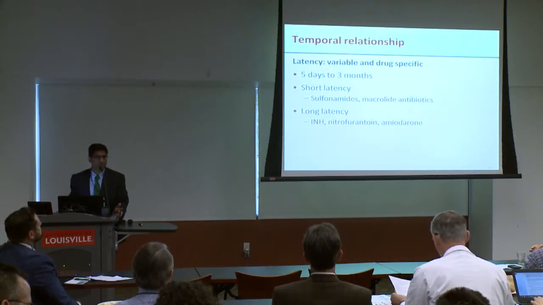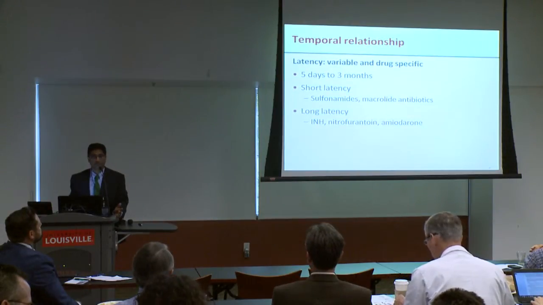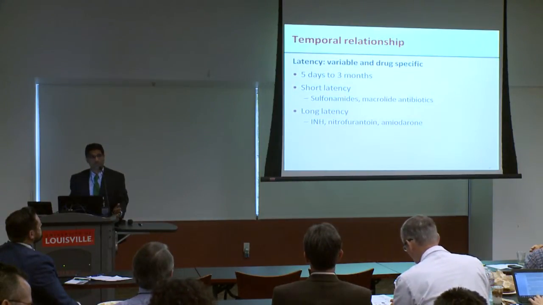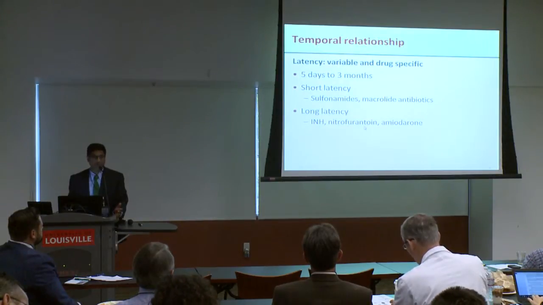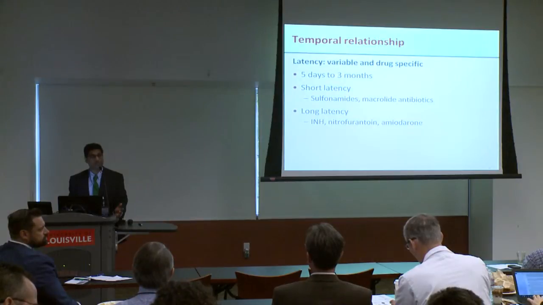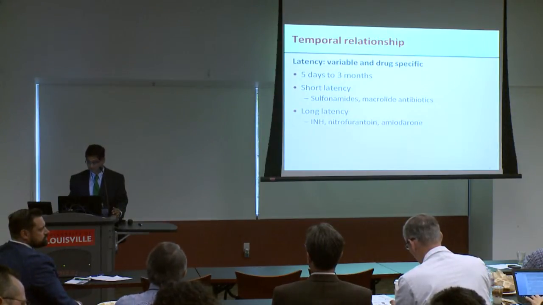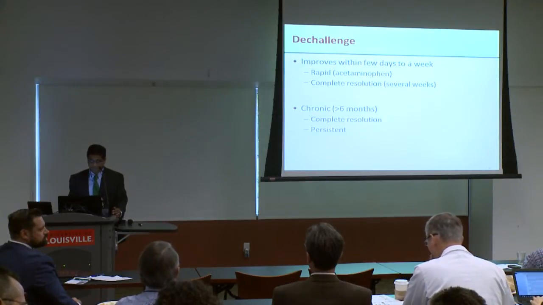Some drugs cause liver injury within 5 days, some within 3 months. So these issues need to be considered. Some typical drugs: sulfonamides and antibiotics have short latency, while INH, nitrofurantoin, and amiodarone have long latency. We've had some women who came to us with cirrhosis after being on nitrofurantoin for 4 years before it was recognized that it eventually caused liver failure.